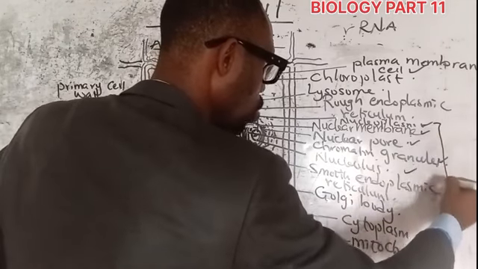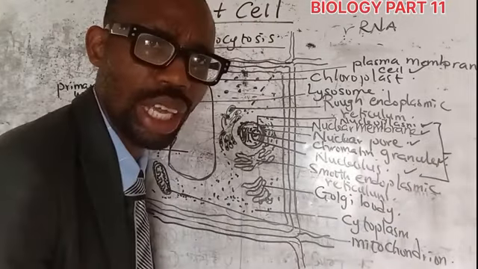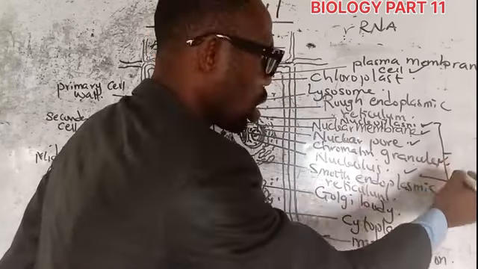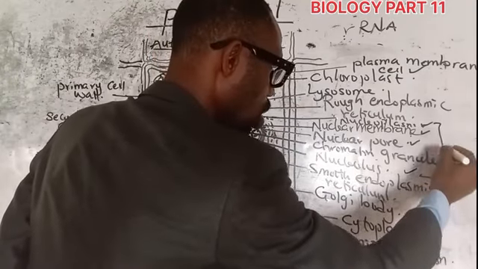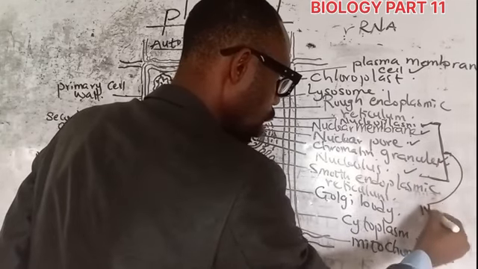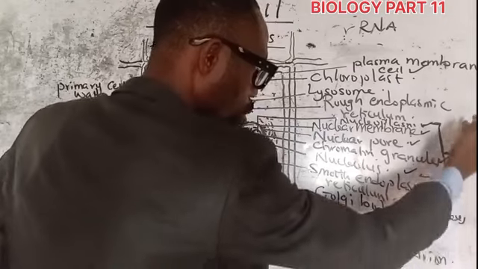All these structures together make up the what? Can you see? Good, you can see. So they make up the what? Let me bring it this way. See, all the structures together make up the what? The nucleus. I'm writing it so that you can see it. But I'm supposed to write it this side.